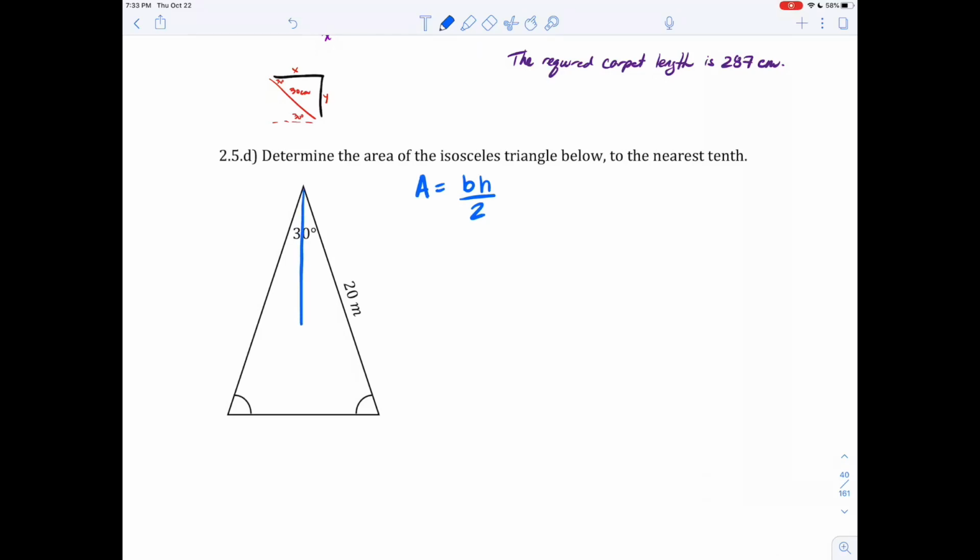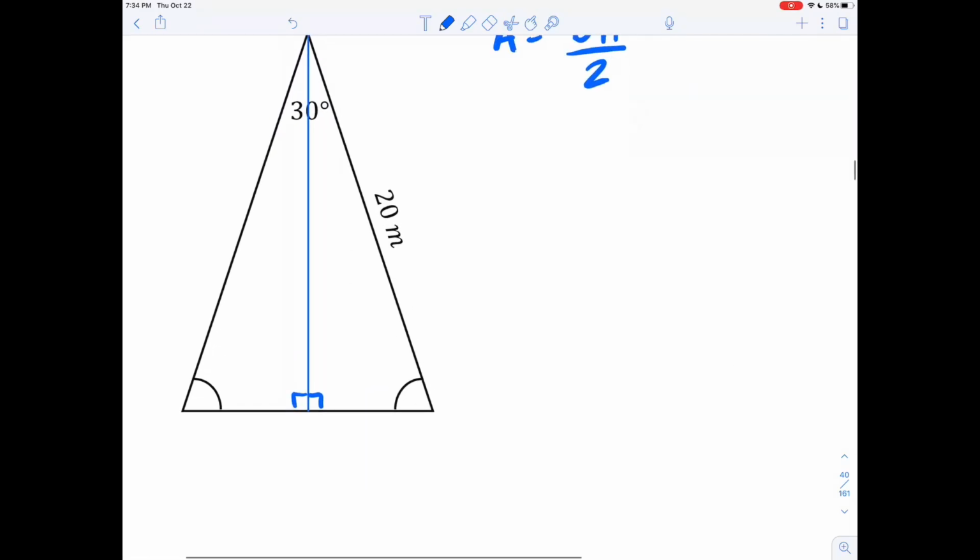Well, the height extends down from the tip or top of my triangle all the way straight down to the bottom. And as it does so, it creates a right angle with my base. So as we might see, we actually have two right angle triangles put together to create this isosceles triangle. Okay. So that's kind of neat.